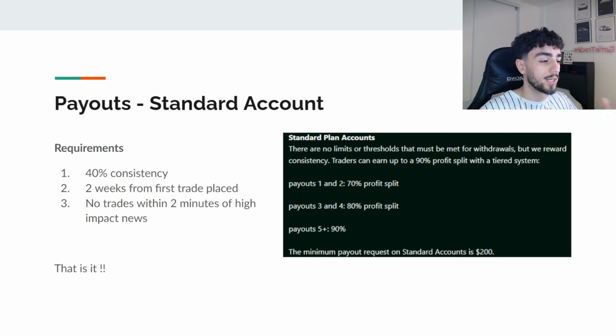It's very simple. They're trying to prevent people gambling from news, although to be honest, 2 minutes is not that much. You can probably still gamble a little bit on CPI and then wait a couple minutes, but I wouldn't recommend that personally. But if you wanted to, I'm just saying technically you could. It's not that bad. It's just 2 minutes.